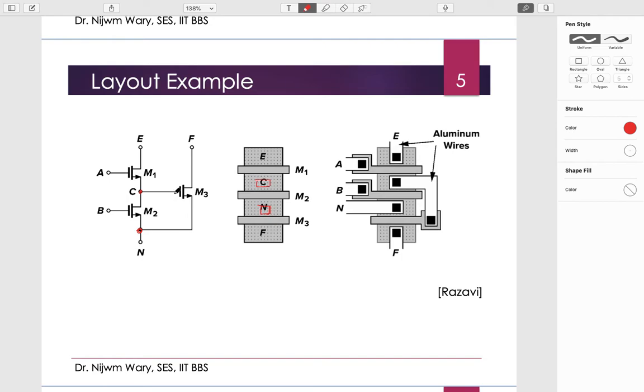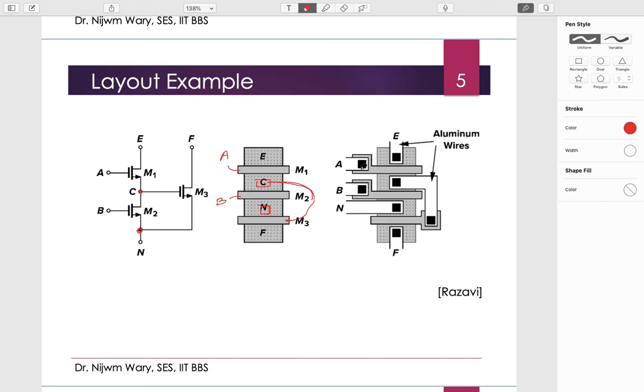Now of course we need to connect the gate of M3 to this point C. So this gate will definitely be connected here, right? This needs to be connected, and the gate of M1 is this point A, signal A, and the gate of M2 is signal B, right? And of course E is the E point and F is the F point. These are two open nodes, right? So this is how it is shown in the actual connection.